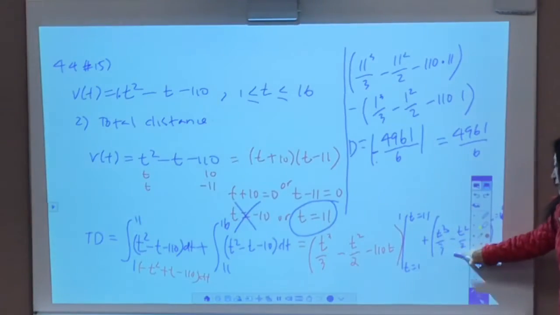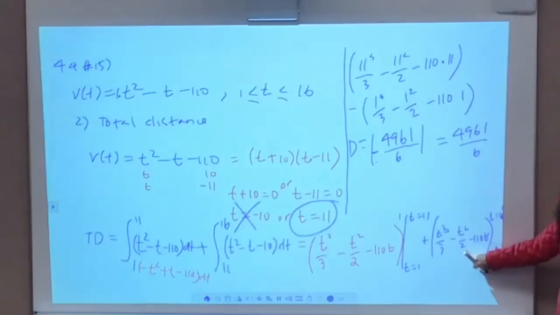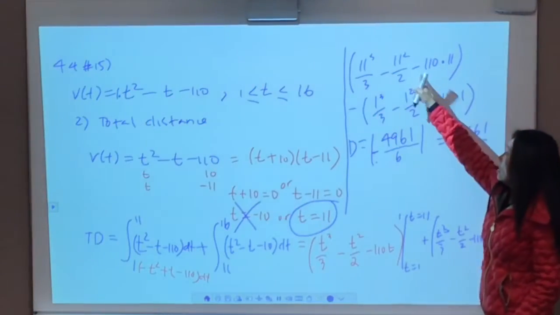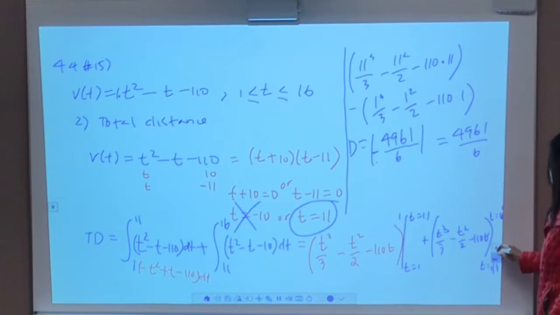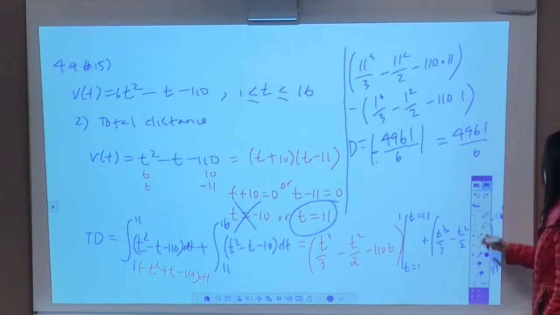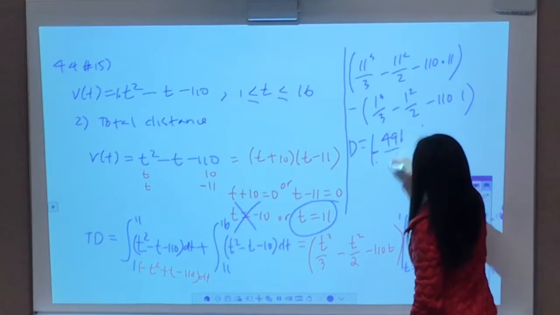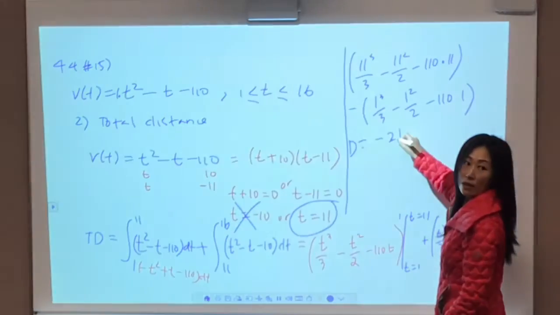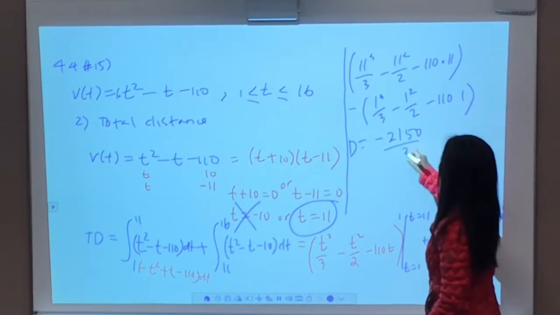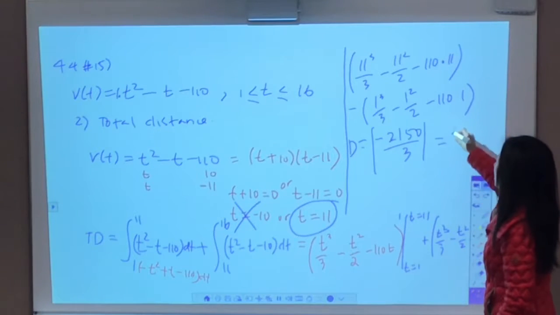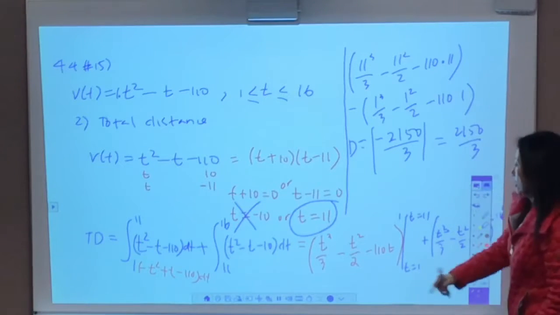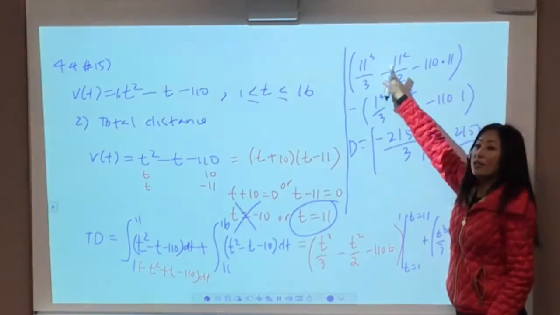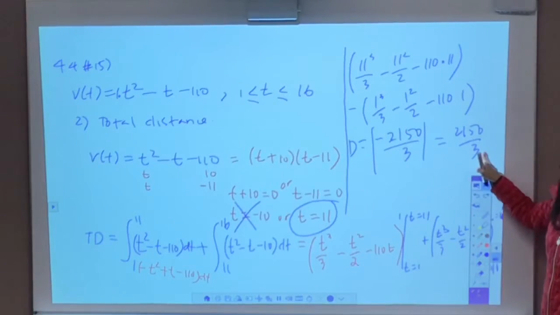Now I'm gonna add which one? This one should have a positive. That was only for the first one, for 11. Oh, this one? Yeah. Oh, okay. I will wait for the other one then. The whole thing is negative 2150 over 3. So I'm gonna make an absolute value, which gives me 2150 over 3. That's the first one. Is everybody with me? When you plug in 11 and when you plug in 1, you get this one, 2150 over 3.